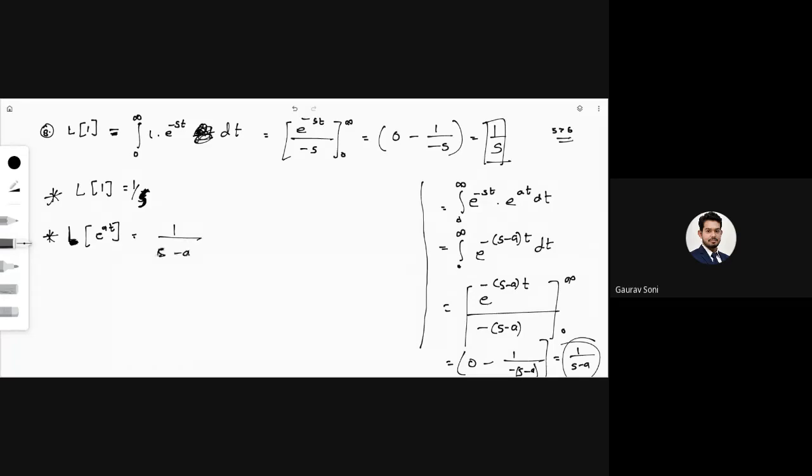Look, we are making the list because you don't have to solve the integration every time. Whenever required, you directly use these formulas. So you remember it.